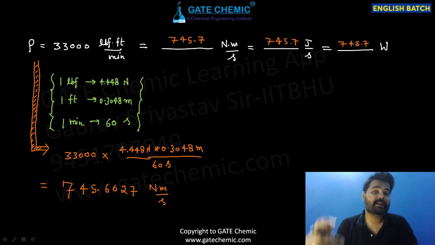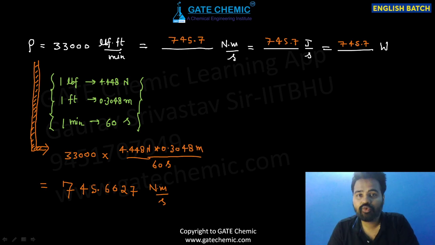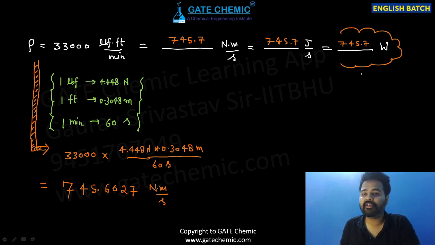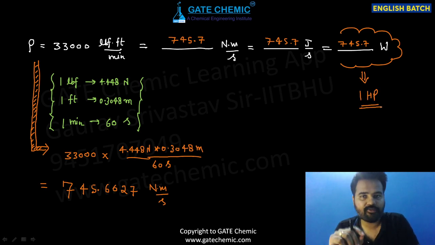So from here James Watt told us that one horsepower equals 745.7 watt. This is 1 horsepower. Everyone crystal clear?